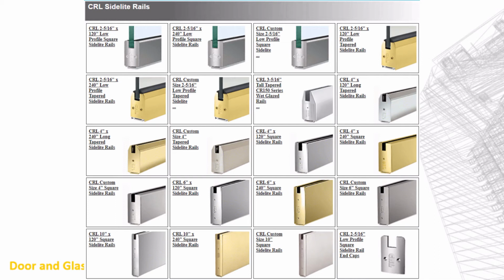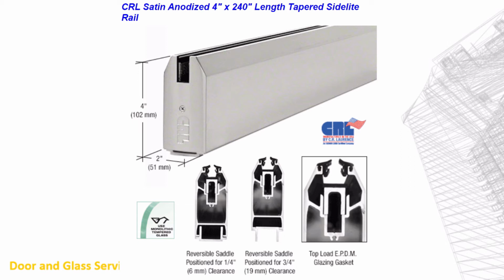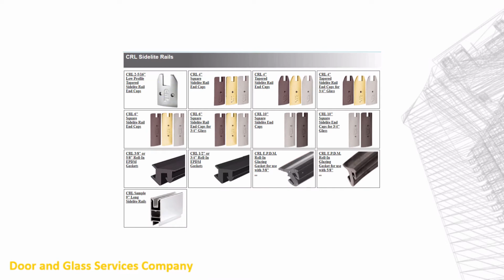Finally, CRL offers what they have termed base rails. These are available in a variety of heights and shapes where they have a tapered and a square version. These have a variety of end caps as well, different types of rubber gasket. They're available to support 1/2 inch and 3/4 inch glass thicknesses.